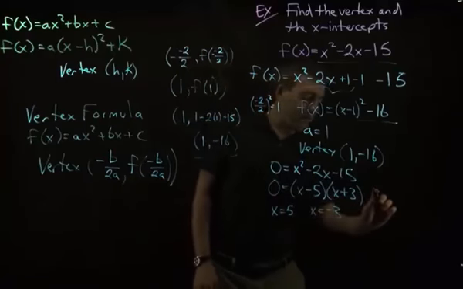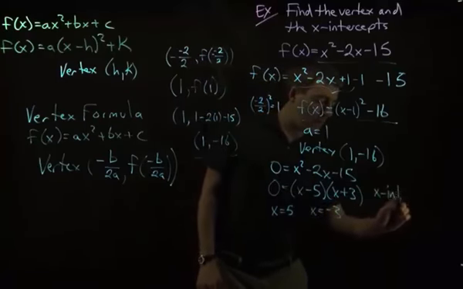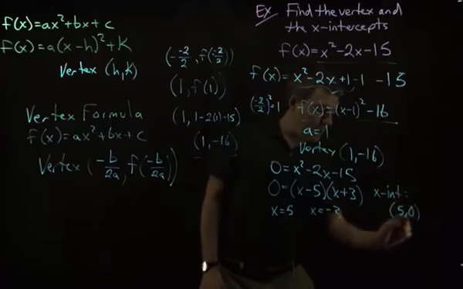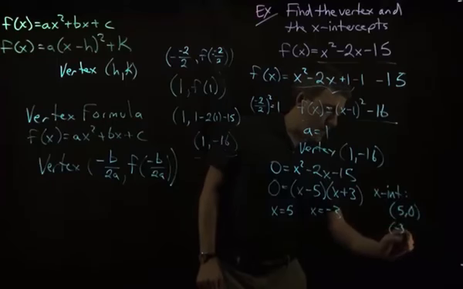And so our x-intercepts are going to be 5, 0, and negative 3, 0.